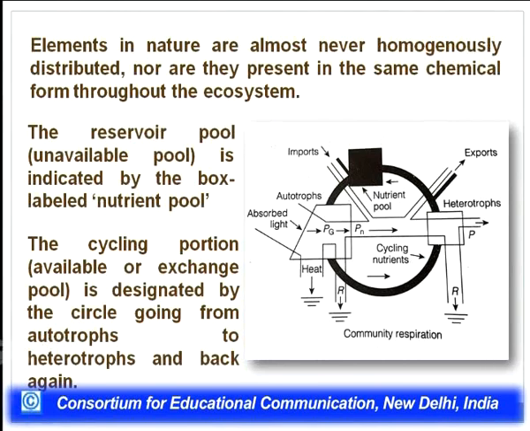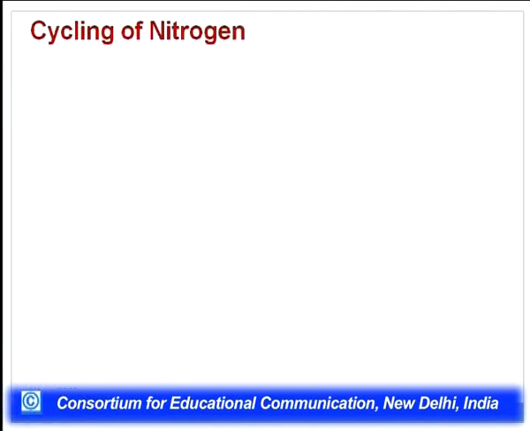So that is also one important aspect. So we'll take up two examples here. One is the cycling of the nitrogen to start with. In general, we'll study 5 different biogeochemical cycles, but today we cover only 2, which is the cycling of the nitrogen and the cycling of the phosphorus.